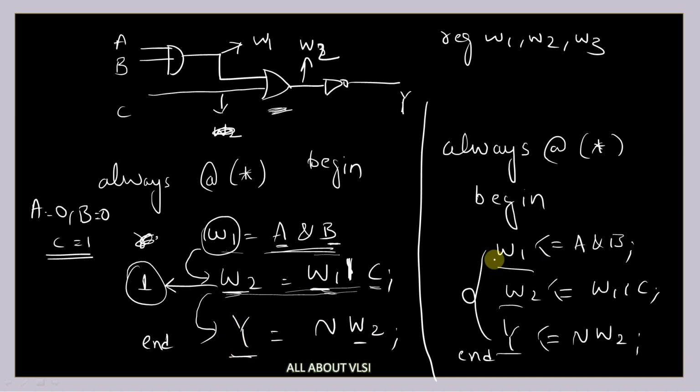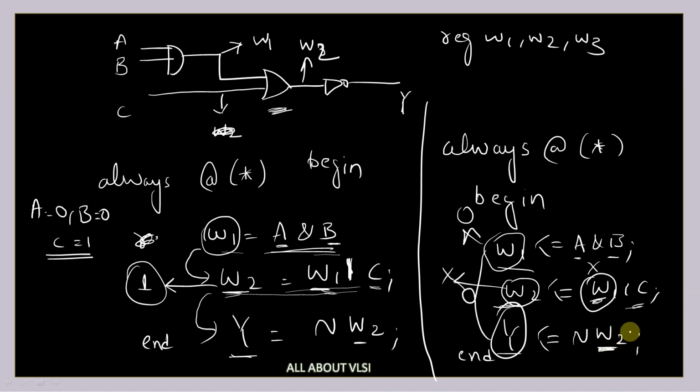But on the right hand side, if you can see, the value of A is equal to 0 and the value of B is equal to 0, so W1 will be updated to 0. But at the same time, the second operation is also going to happen. What is happening? W2 is non-blocking W1 OR with C. The initial value of your W1 is unknown, and we are performing the OR operation with C. So W2 will be unknown itself. And here also, since we don't know the value of W2 initially, we will get the unknown value.